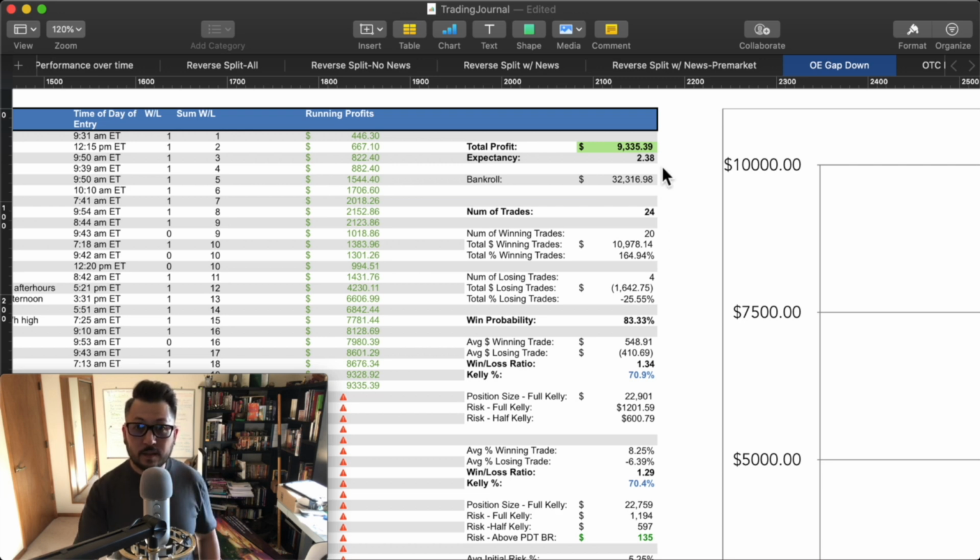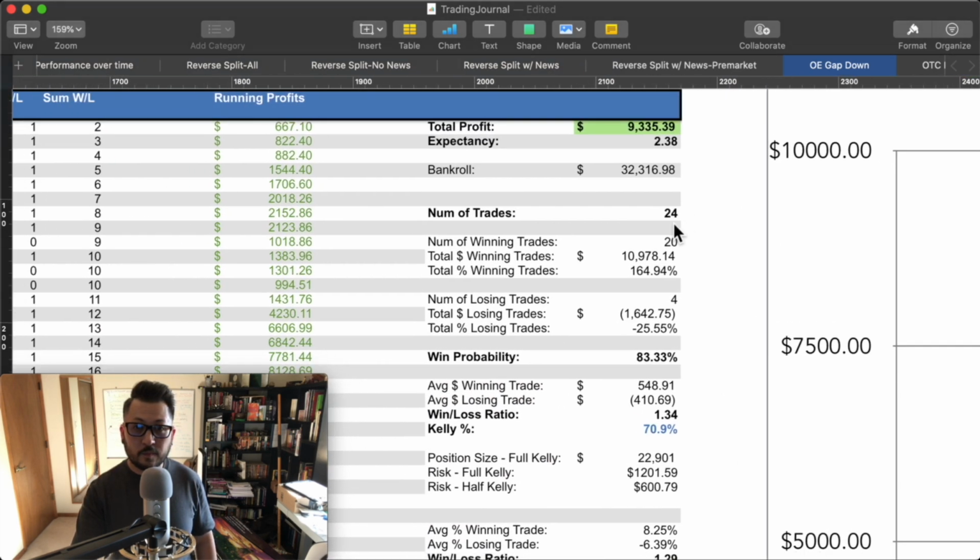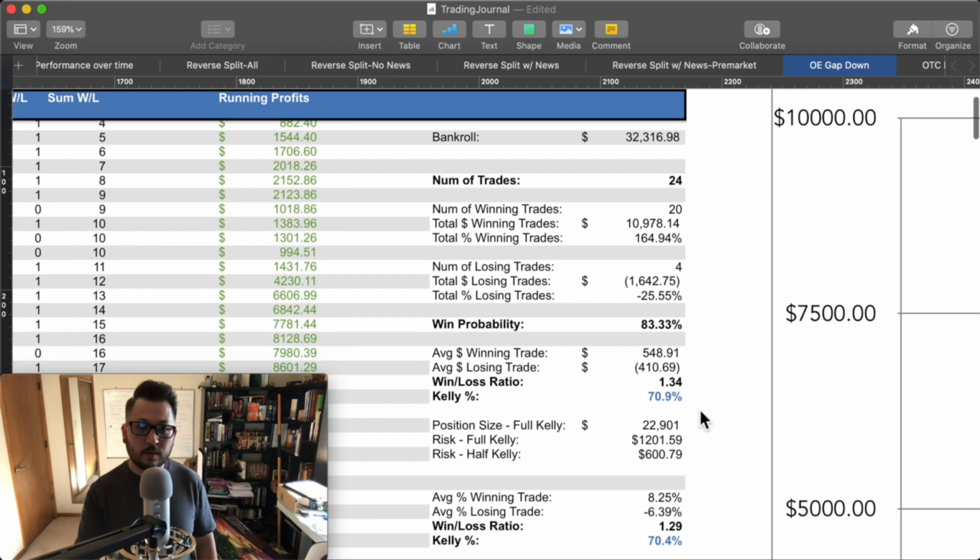I'm up $9,300 after 24 trades. So I've got just enough data to have some confidence in this, but I know as I take more trades, these other numbers are going to start becoming more accurate and closer to what my actual edge is, or what it will be in the long run.